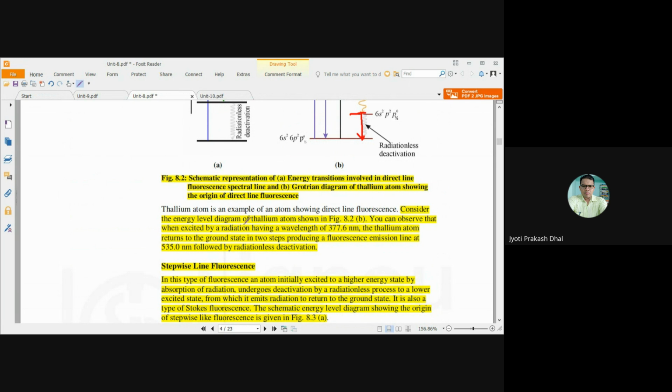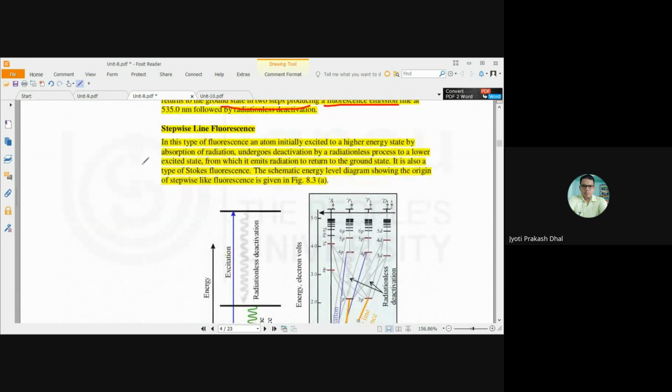Consider the energy level diagram for the thallium atom shown in figure 8.2b. You can observe that on excitation by radiation having a wavelength of 377.6 nanometer, the thallium atom returns to the ground state in two different steps, producing a fluorescence emission line at a wavelength of 535 nanometer, followed by a radiation-less deactivation which cannot be observed by spectra.